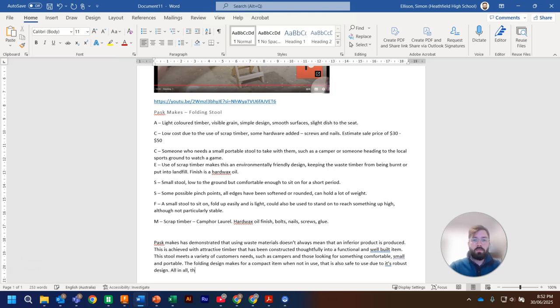All in all, the choice to utilise waste material is significantly beneficial, reducing waste being burnt or ending up in landfill.